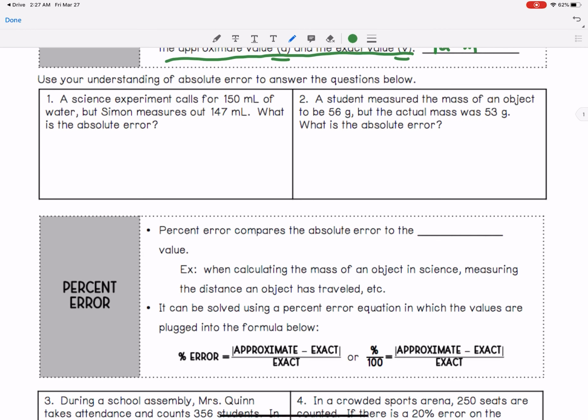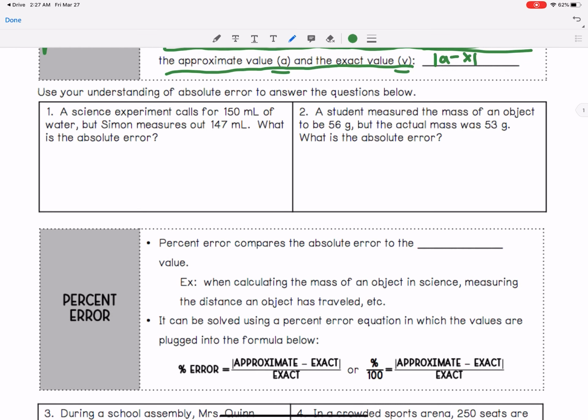Alright, so this question says, use your understanding of absolute error to answer the questions below. So question number 1, a science experiment calls for 150 milliliters of water, but Simon measures out 147. What is the absolute error? So we would take the approximate value, which would be 150, and we need to subtract the exact value. Well, the exact value is what he measured out, which was 147. And if we did that math, 150 minus 147, that gives us 3 milliliters.